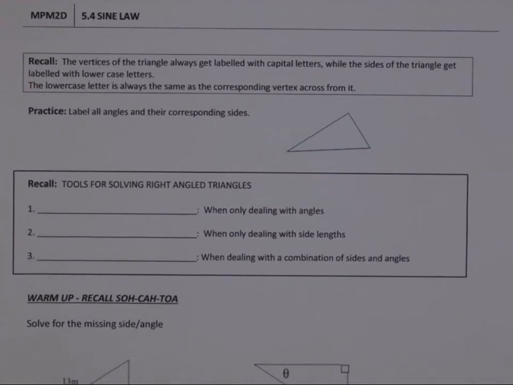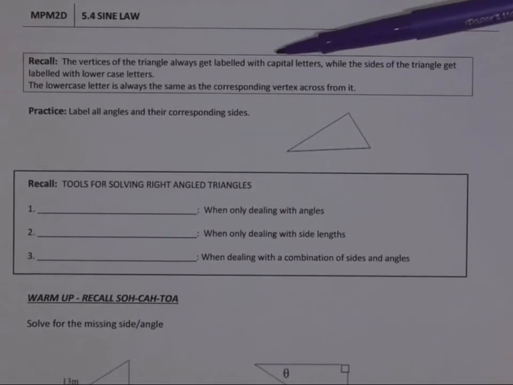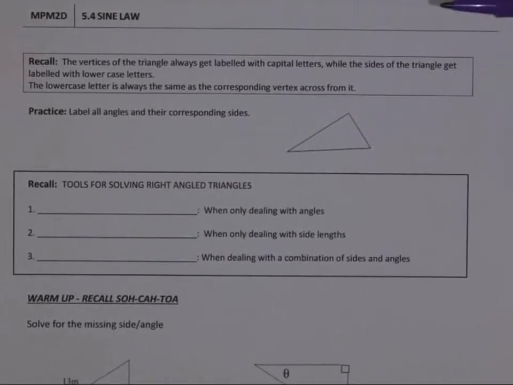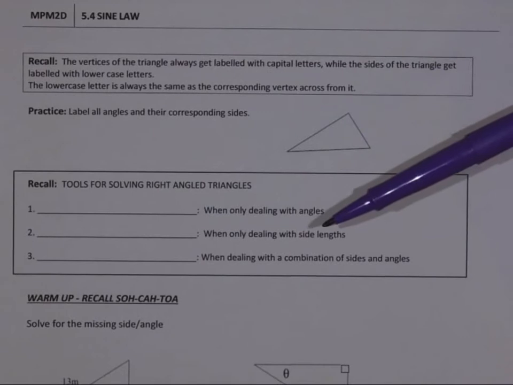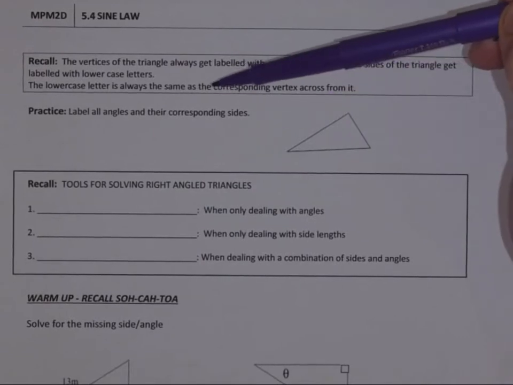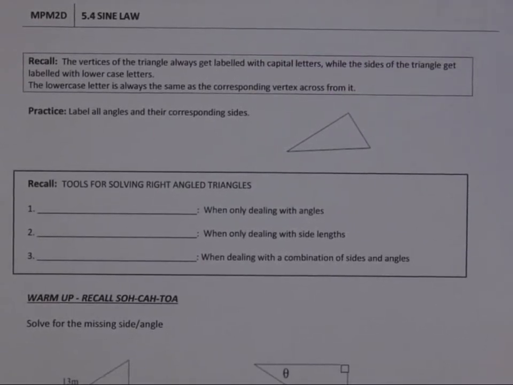All right, here we go. Bring it back to triangles. Remember, vertices of triangles always get labeled with capital letters. The sides, their corresponding sides, should ideally get labeled with lowercase.